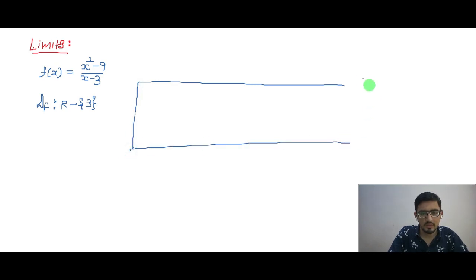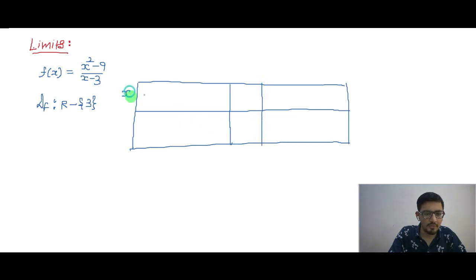So listen here. Now you can see that for this function, if I am keeping x equal to 3, the corresponding y, meaning what the function will return, will give you 0 by 0.